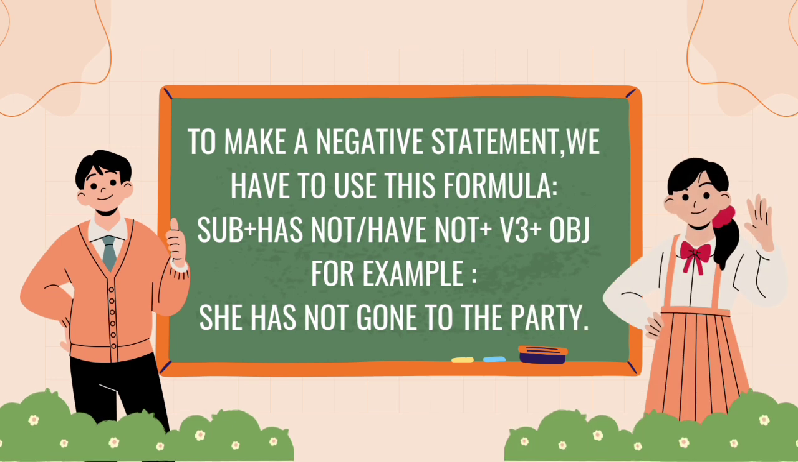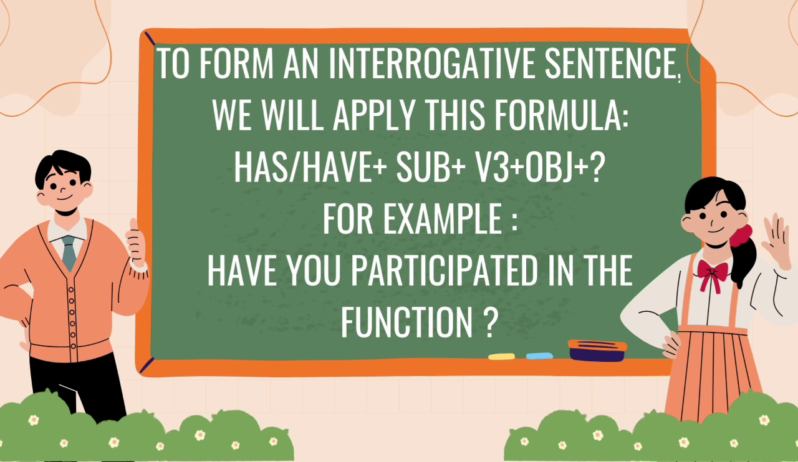To make a negative statement, we have to use this formula: subject plus has not or have not plus verb's third form plus object. For example, she has not gone to the party.